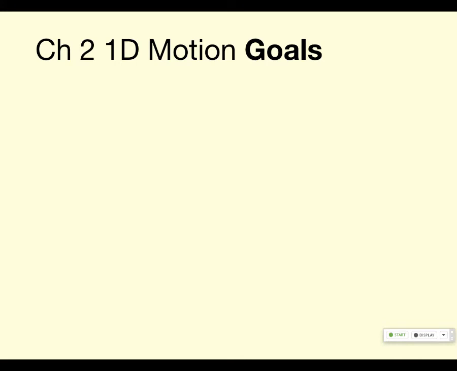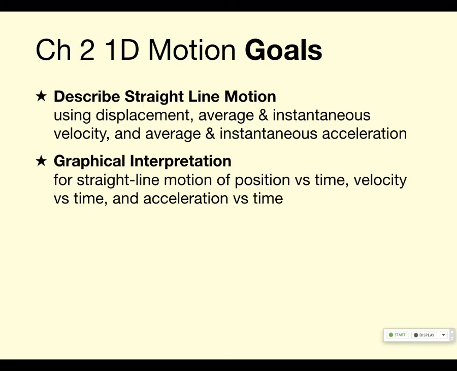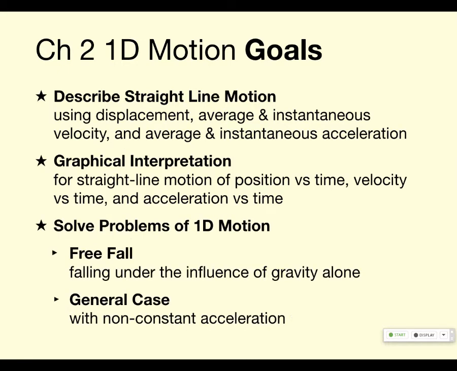So, just some goals for this chapter. We're going to want to describe straight line motion. We're going to use all these definitions to talk about what happens in the real world, but in physics words. Then we're going to do graphical interpretation. You're going to learn to look at a graph and figure out what that means in terms of actual movement of actual objects in actual life. Then we'll talk about how to solve problems of 1D motion, so free fall, and then more general cases.